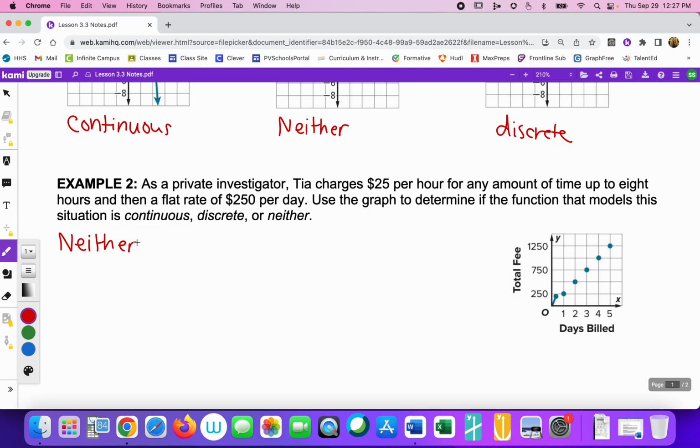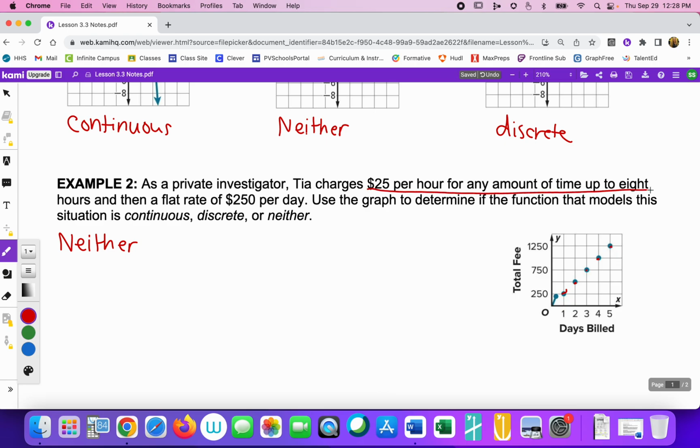Because of the flat rate. The flat rate of $250 per day is, here's 1 day, 2 days, 3 days, 4 days, 5 days. So it's before that. So why is there a little line connection here in less than a day? Because she jumped from there. Well, there's a jump from there, but why is it connected from 0 to that point? Per hour. Okay. It's saying 25 per hour for any amount of time up to 8 hours.